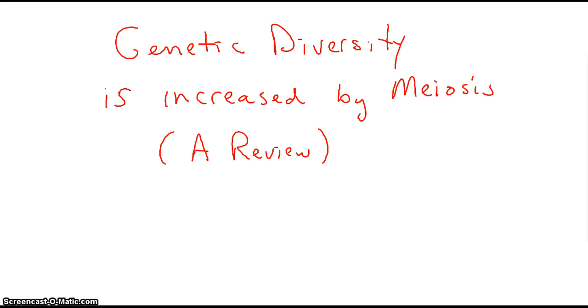So our second section for Unit 11 here is going to be genetic diversity and how it's increased by meiosis. This is going to be a real short one because we've talked about this already, so this is going to be much more of a review. And we're just going to look at the three ways that genetic diversity can be increased by the process of meiosis and creating gametes through sexual reproduction.